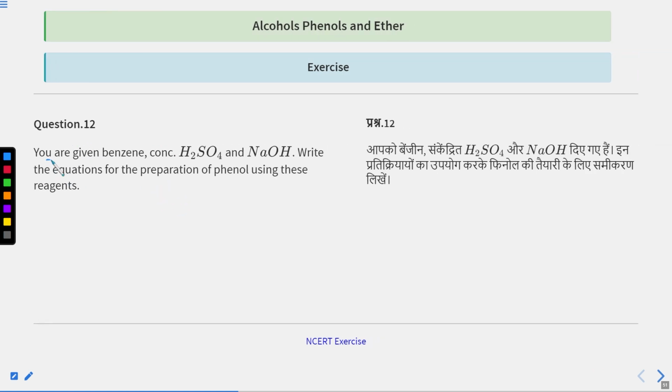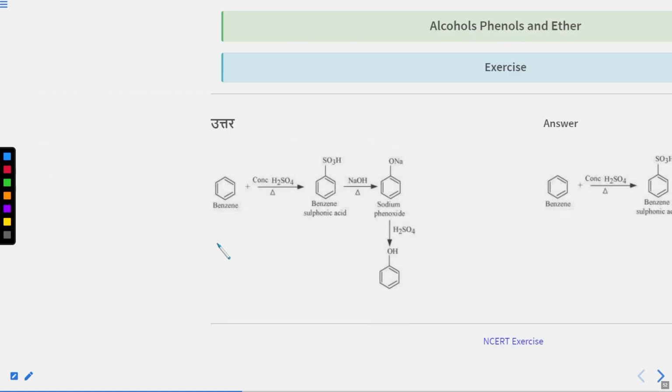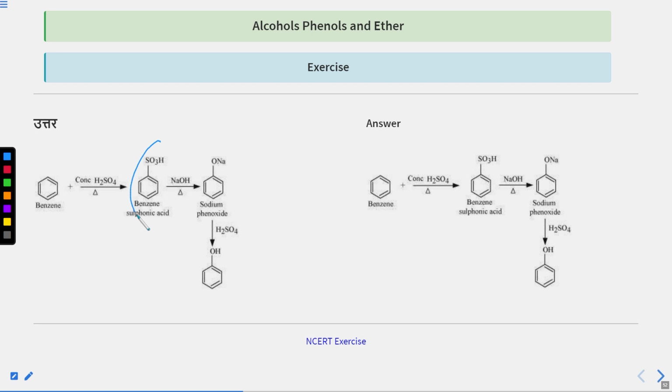Next question, you are given benzene, conc H2SO4 and NaOH. Write the equation for preparation of phenol. So benzene with conc H2SO4 is sulfonation. Then after sulfonation, we will treat it with NaOH, and that will result in phenol under high temperature and pressure. See, conc H2SO4 sulfonation, NaOH and heat, it will give you sodium phenoxide, and at last protonation.